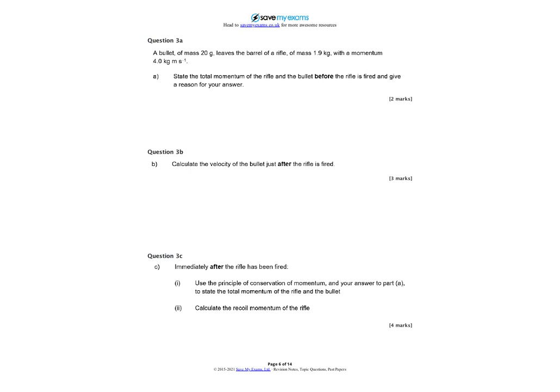Question 3A is talking about a bullet, so we might be talking about an explosion here. We've got a bullet leaving a rifle with a given momentum. So first of all, state the momentum of the rifle before it is fired and give a reason for your answer. So originally, the momentum is going to equal 0. So that would be our first mark.